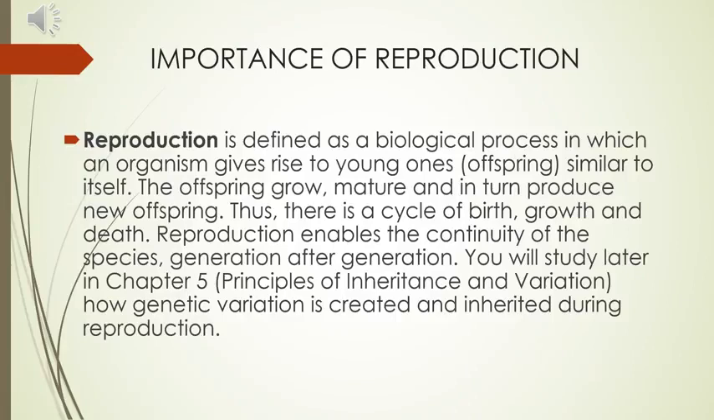Second point, reproduction enables continuity of the species, that I have told you, generation after generation. Third point is that it creates genetic variation among the population. What is the meaning of this point? It means if the same kind of species are produced by different organisms, they have the same kind of need, the same kind of habitat, the same kind of food, and the requirement of that habitat and food is going to be increased day by day.